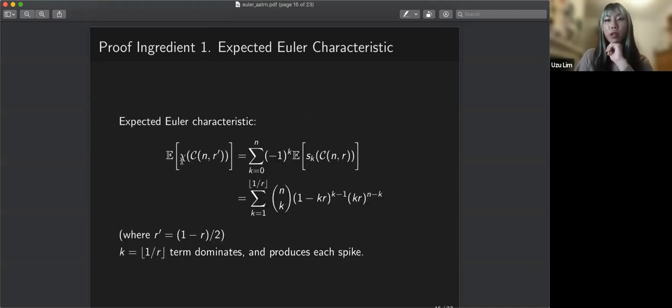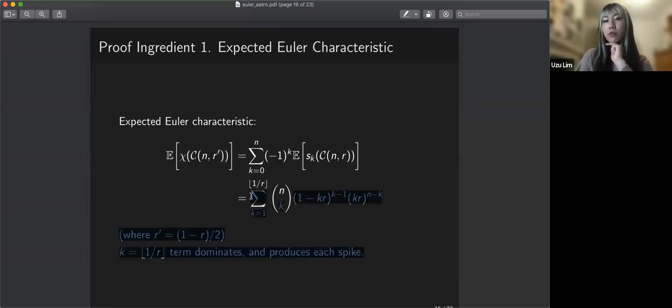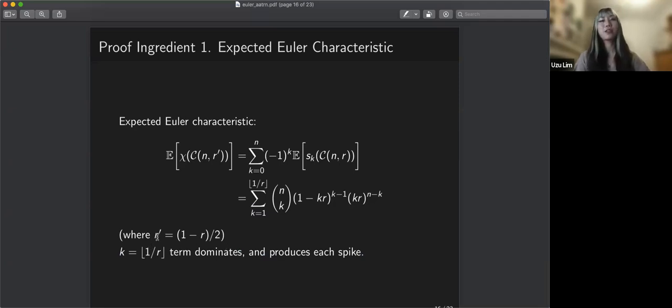And finally, for Euler characteristic, this expected value breaks down into an alternating sum of simplex counts, and you plug in the formula from just now, do a bit of algebra, just a few lines, then you get this sum. So r prime here is 1 over 1 minus r over 2. And as I mentioned earlier, the floor of 1 over r term dominates, and it produces each spike.